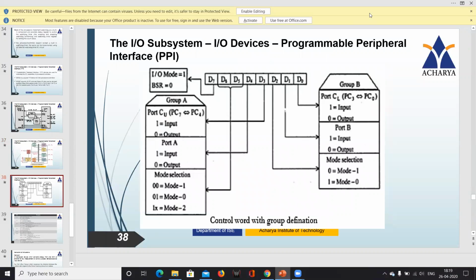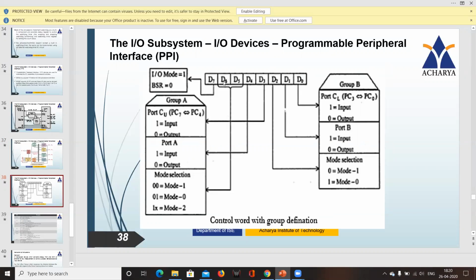You're seeing the 8-bit register D0 to D7. I hope all of you are seeing the D0 to D7. Here each bit is going to talk about the port and in what way we are going to use it, in what applications. Now I will start from the D7 bit. If D7 is 1, then it is IO mode. If it is 0, it is BSR mode, bit set reset mode. Usually in all our applications we make D7 the IO mode. The bit set reset is for different applications. Anyway, it's not required for your syllabus.